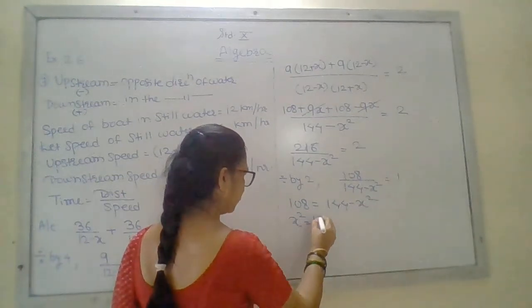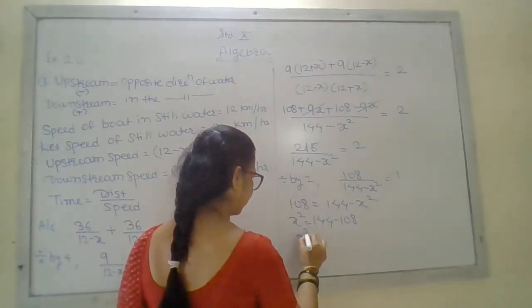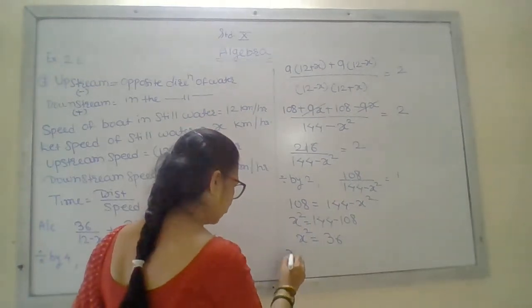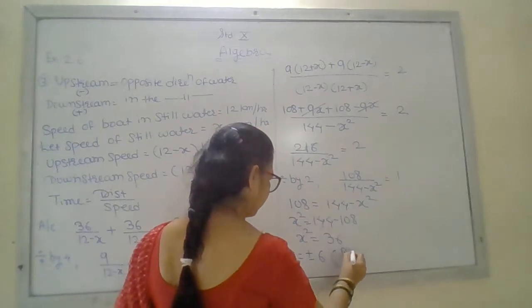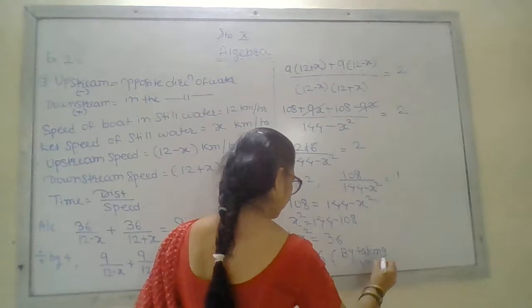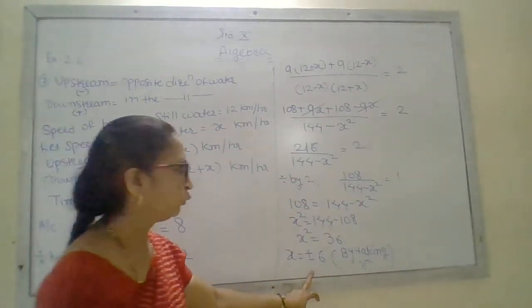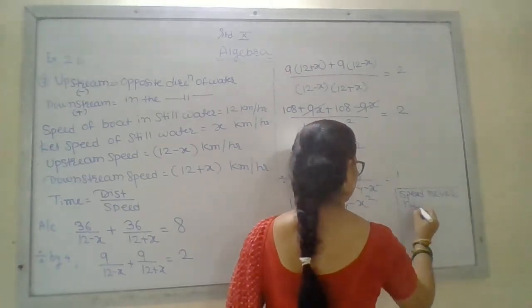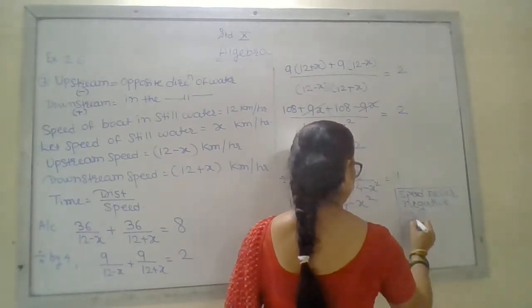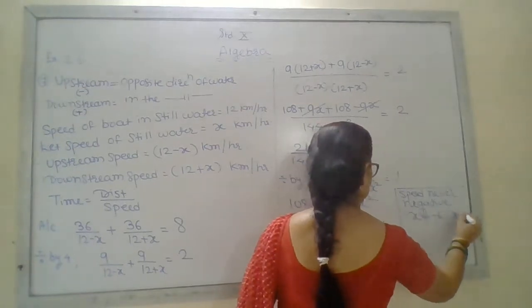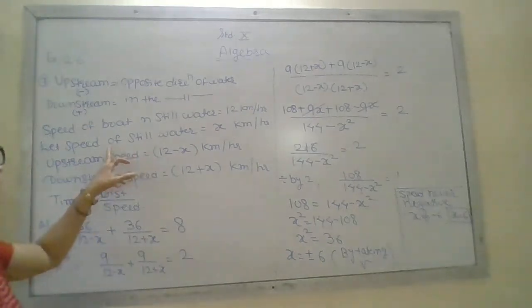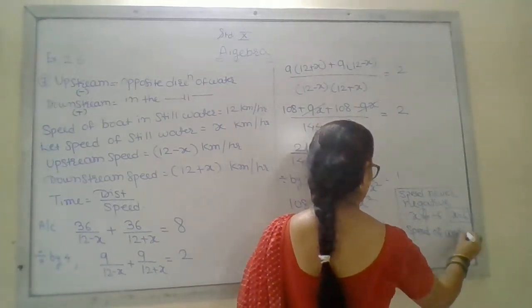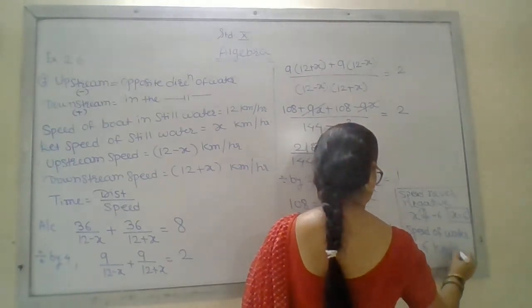Minus x square come here and plus 144 minus 108. x square equal to what? Subtraction, 144 minus 108 is 36. Then by taking square root, x is equal to plus minus 6. Will we take negative answer here? No. Why? Because speed is never negative. Therefore, x is not equal to minus 6, then x is equal to 6. What is x? x is our speed of water, and therefore speed of water equal to 6 kilometers per hour.